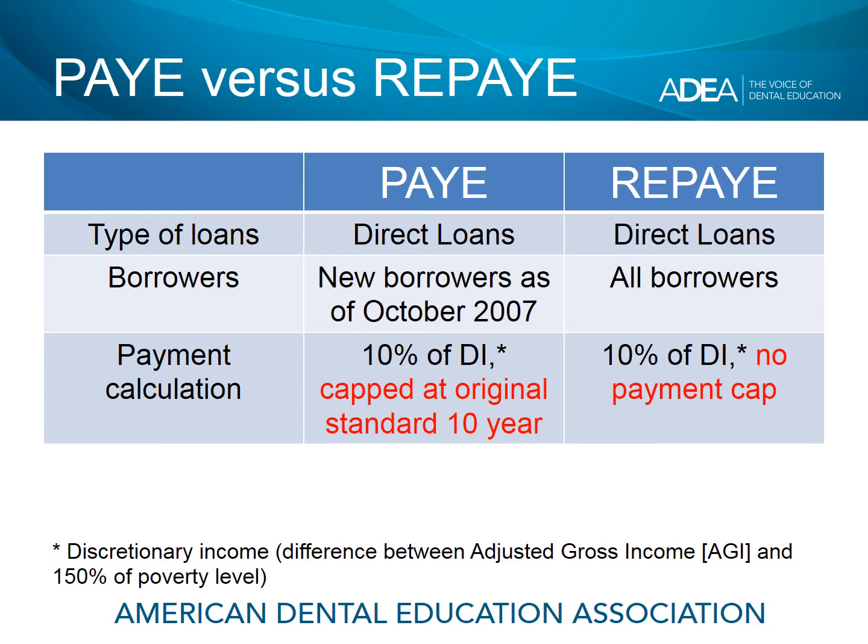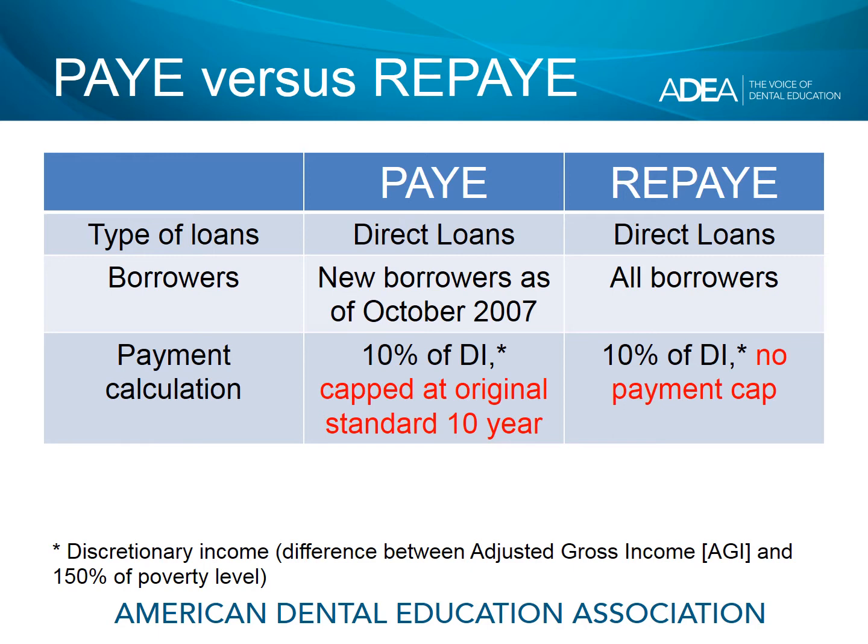Note also that Pay-As-You-Earn is only available for new borrowers as of October 1, 2007. That's called a trigger date. So if you had any federal debt before October 1, 2007, and you did not pay it off in full out of pocket before you took out another federal loan after that date, you cannot even apply for Pay-As-You-Earn. So the easy way to think about it is Pay-As-You-Earn is only available for new borrowers as of October 1, 2007. There is no such requirement under REPAYE. It's available for all borrowers regardless of when you started borrowing.